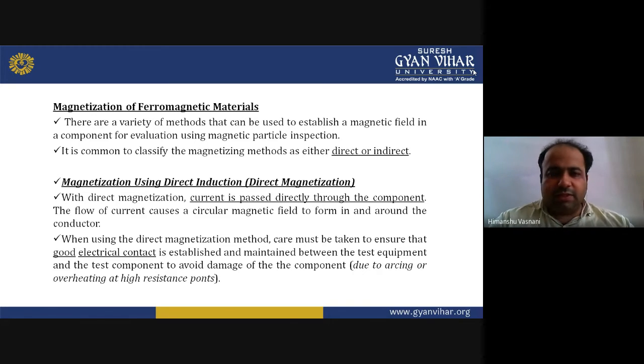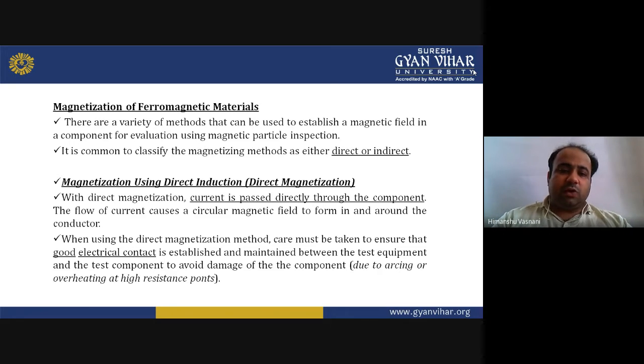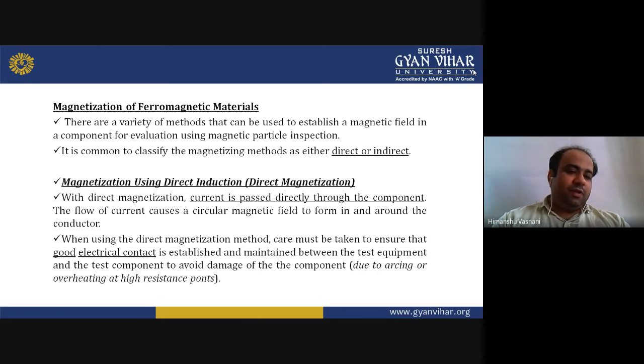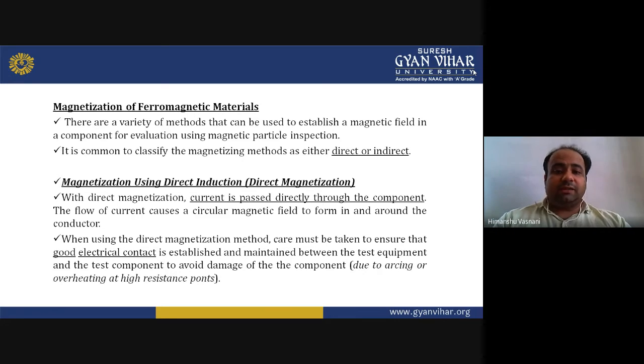When using this direct magnetization method, care must be taken to ensure that a good electrical contact is established and maintained between the test equipment and the test component to avoid damage to the component. Why will the damage occur? Due to arcing or overheating at high resistance pads.